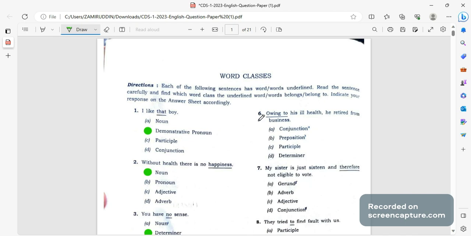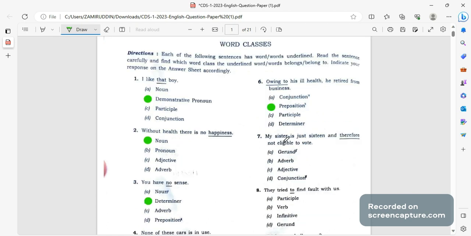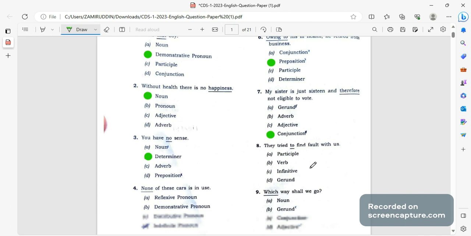Owing to is a preposition being used in this sentence. Owing to his ill health, he retired from business. So, owing to हमारा यहाँ पर preposition है. Then, my sister is just 16 and therefore not eligible to vote. As you can read, my sister is just 16, not eligible to vote. So these two are independent sentences और इसको connect कर रहे हैं हम लोग by "and therefore". So this is a conjunction. A conjunction connects the two sentences.